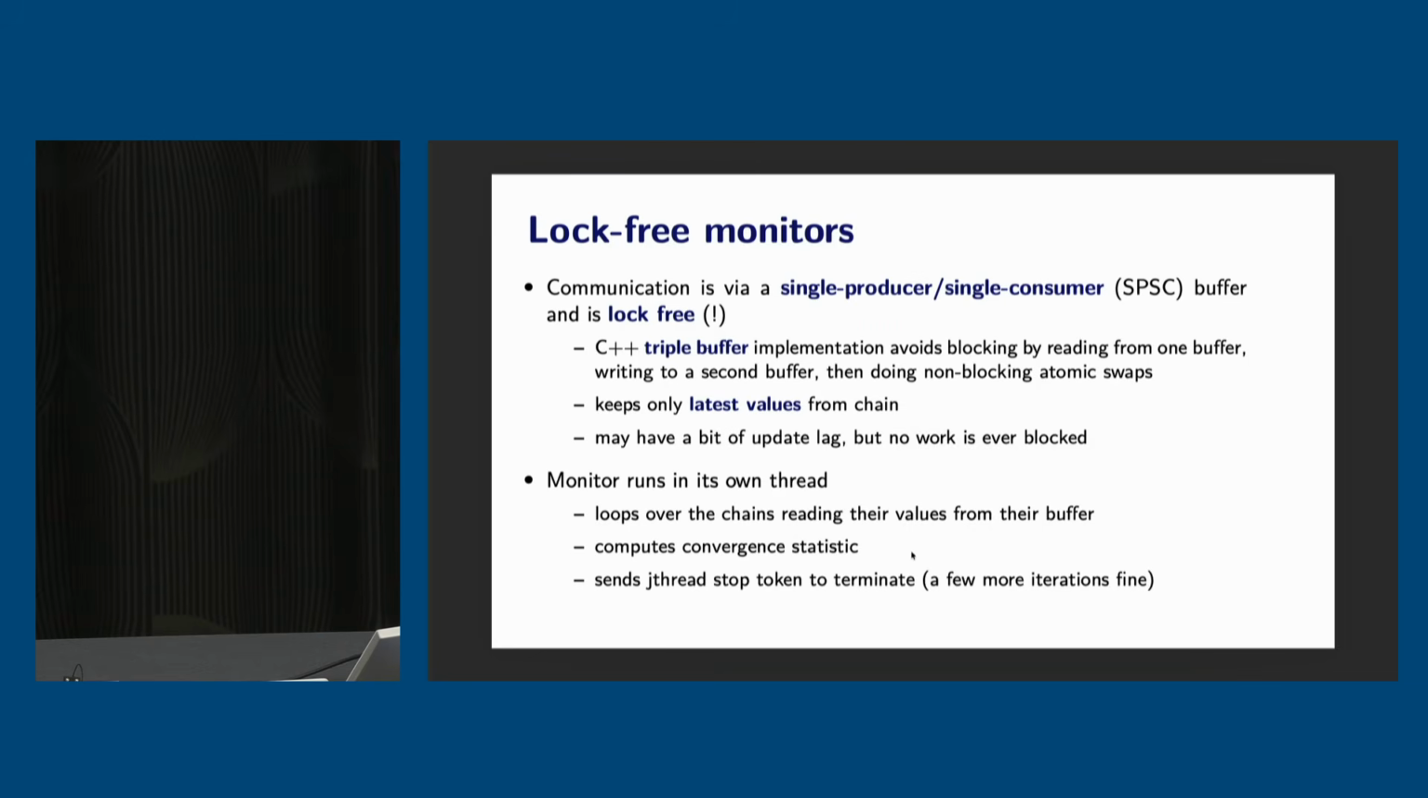Got it. And the monitor runs in its own thread, loops over the chains, reading their values, computes the convergence statistics, and sets the JThread stop token to terminate. It will often do a few more iterations because inter-thread communication isn't as fast as we would like it to be, because you want the threads to keep going very fast.